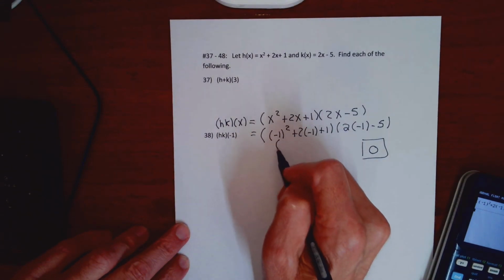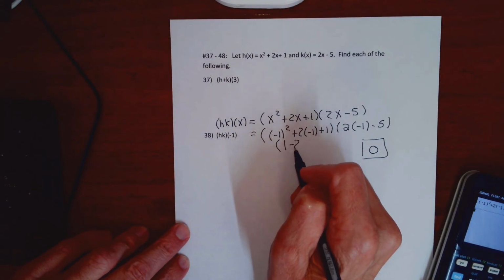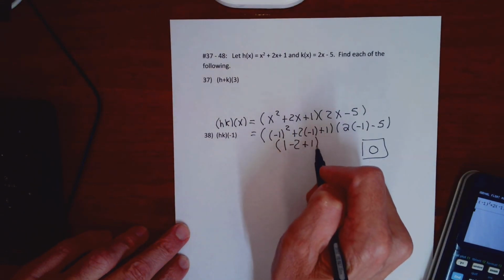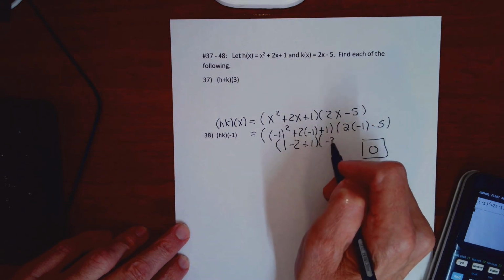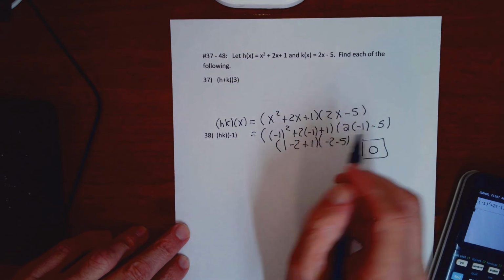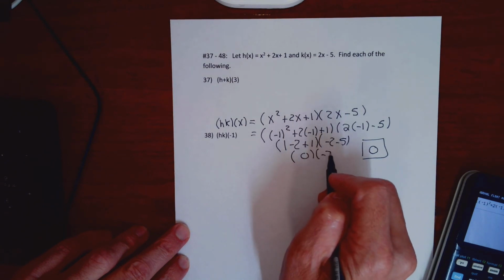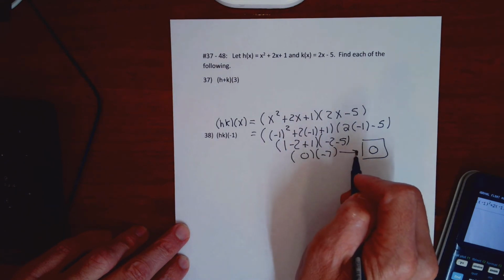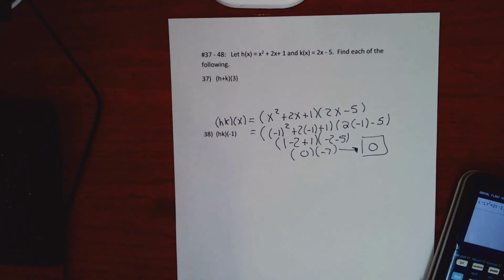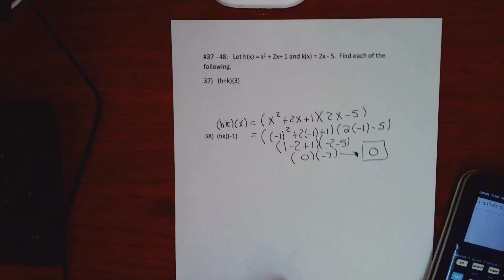First parentheses is going to be 1 minus 2 plus 1. Second parentheses is going to be negative 2 minus 5. First parentheses is going to be 0. Second parentheses is going to be negative 7. This comes out to 0 just fine. I have no problems with you just pressing buttons. I don't want you to go through trivial arithmetic in a college algebra class.